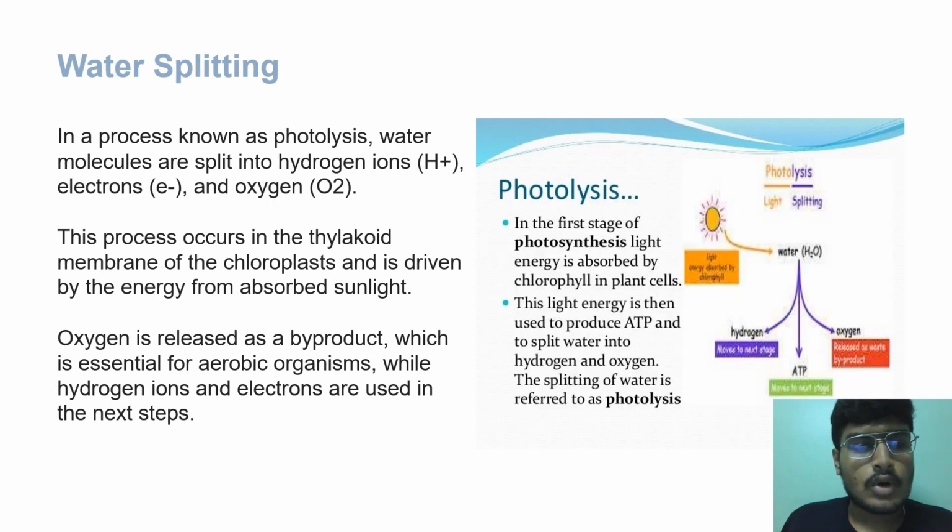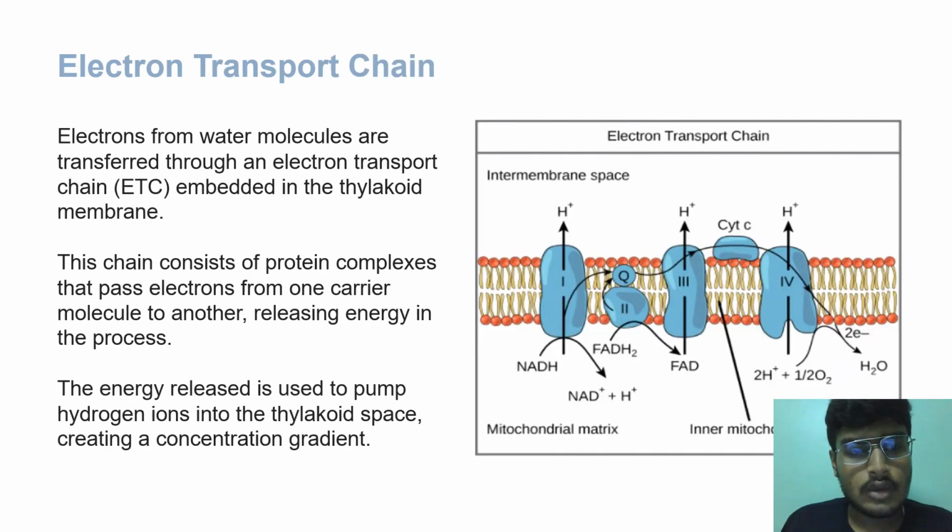And the next is water splitting. In a process known as photolysis, water molecules are split into hydrogen ions, electrons and oxygen. This process occurs in the thylakoid membrane of the chloroplasts and it is driven by the energy of absorbed sunlight. Oxygen is released as a byproduct which is essential for aerobic organisms, while hydrogen ions and electrons are used in the next step. And next is the electron transport chain.